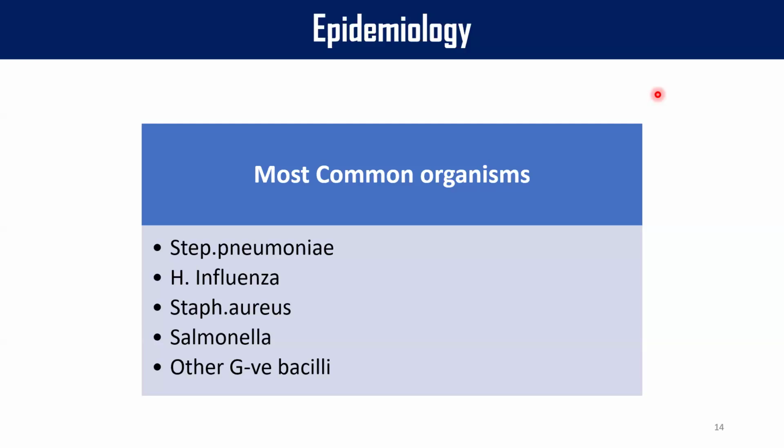influenzae, Staph aureus, Salmonella, other gram-negative bacilli. These are all community acquired. But with the immunization against pneumococcus and H. influenzae, the whole spectrum is changing now. Even, I mean, in the private sector, typhoid vaccines are also available. So then we are looking at paratyphi there.